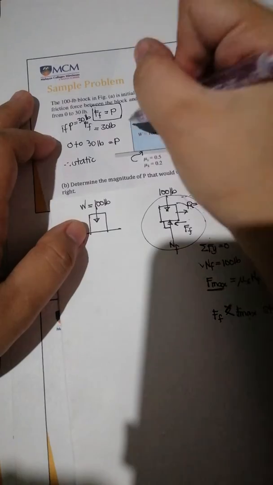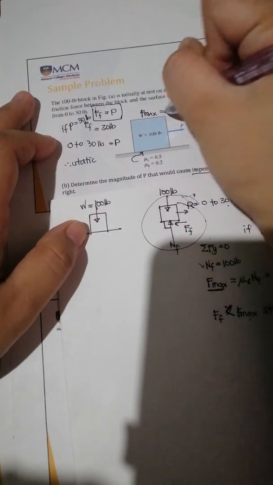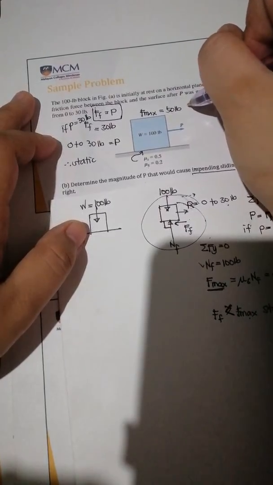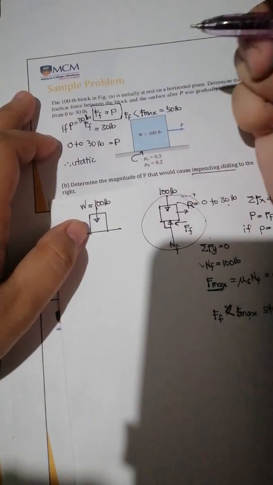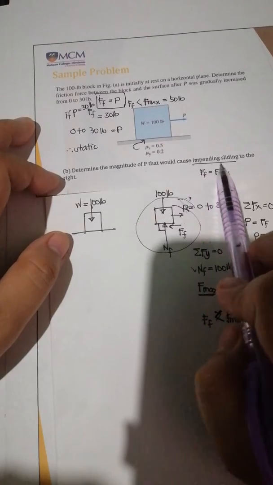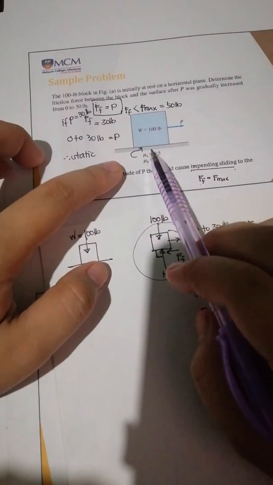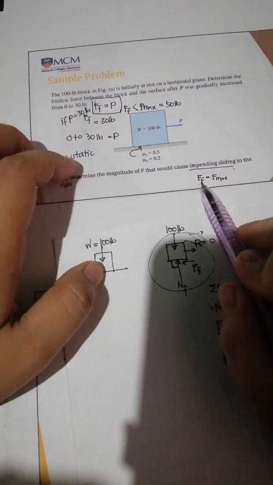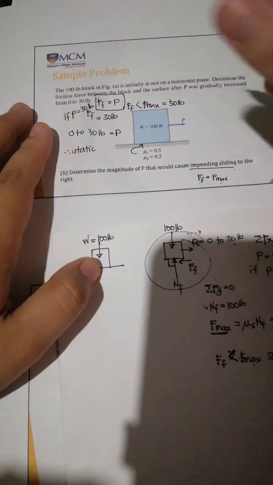Okay, because when we compare that to F maximum, which is 50 pounds, it is greater than the actual friction force FF. Next, determine the magnitude of P that would cause impending sliding. So the friction force that would cause impending sliding is when FF, the friction force, is equal to F maximum.